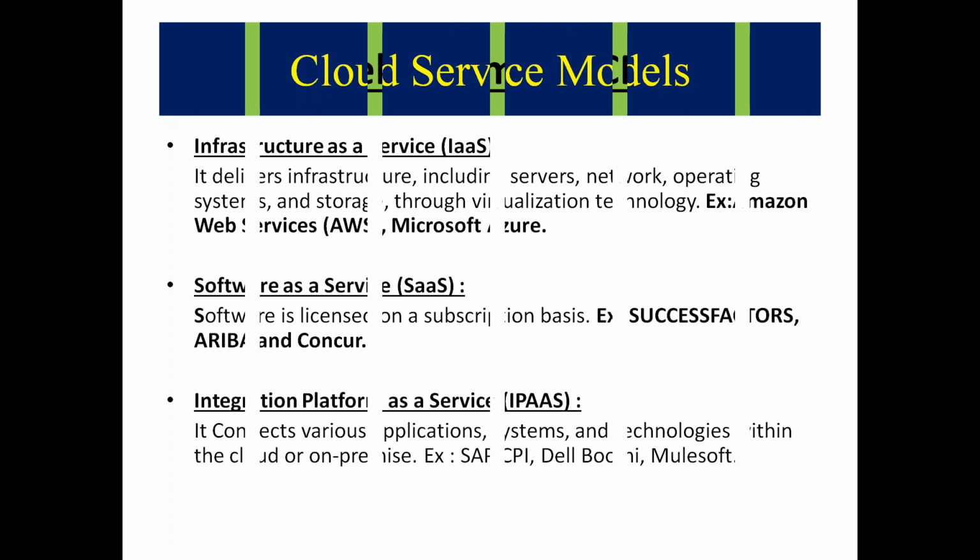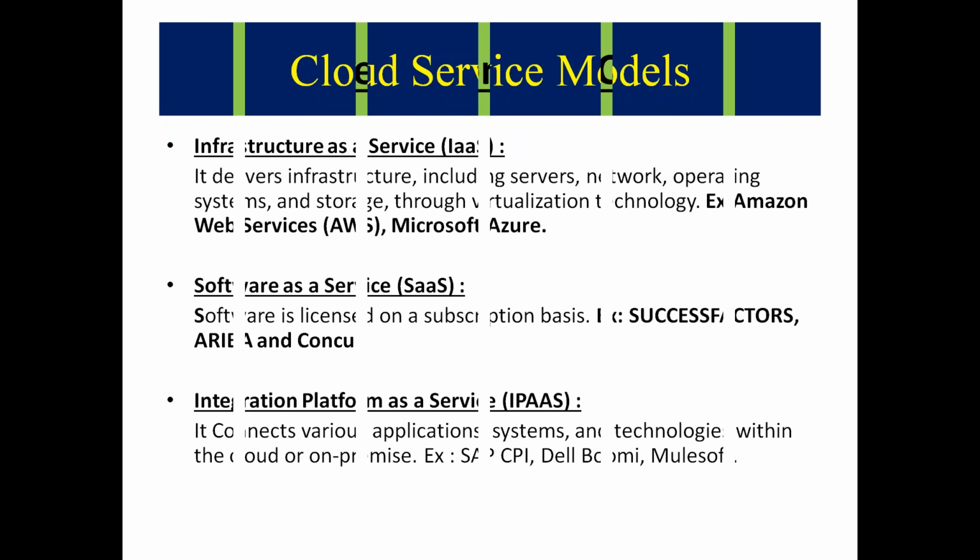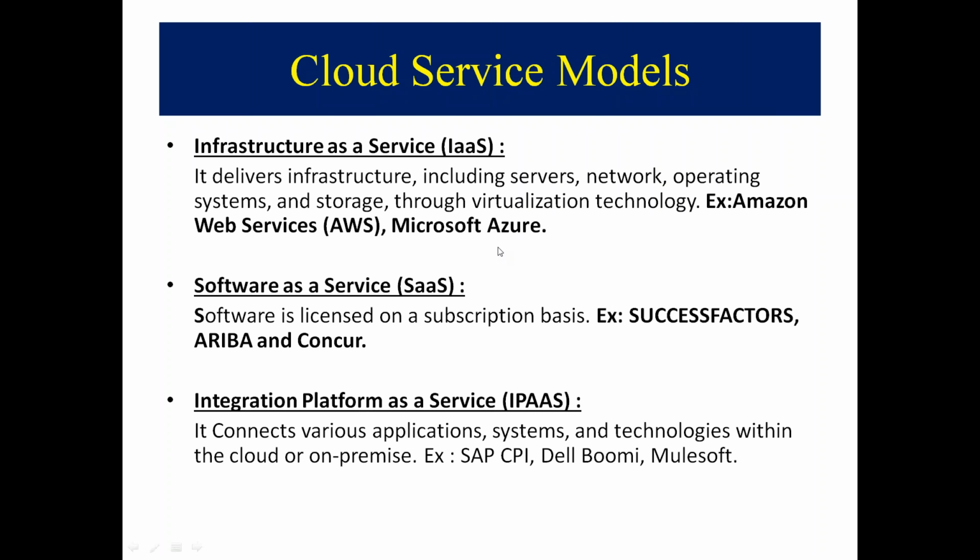Example: Amazon AWS, Microsoft Azure. If you buy these products, they will take care of the infrastructure, networking, operating system, and storage. Suppose if you want to put your files in Amazon Web Service, you need to buy this Amazon AWS infrastructure, IaaS, so you can get the required infrastructure, operating systems, and storage.